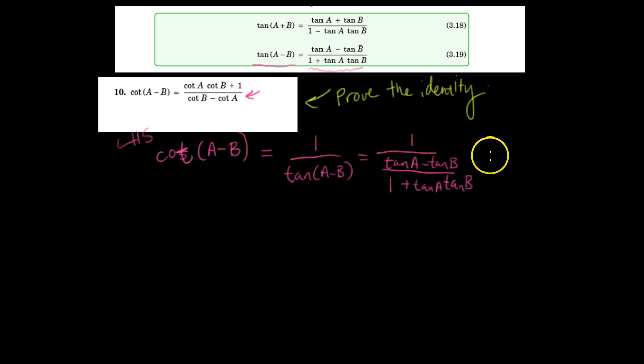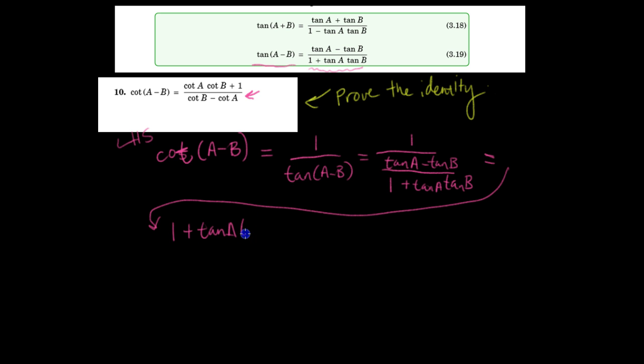And where is this going? Well, what happens to that? It flips the denominator. When you have a fraction like this, it's 1, the top, times the reciprocal of the bottom, right? So that gives me 1 plus tan A tan B over tangent of A minus tangent of B. Okay, the next step is that we need to change this into cotangent, right? And it doesn't look like cotangent right now, it's tangent, so that's not very helpful.